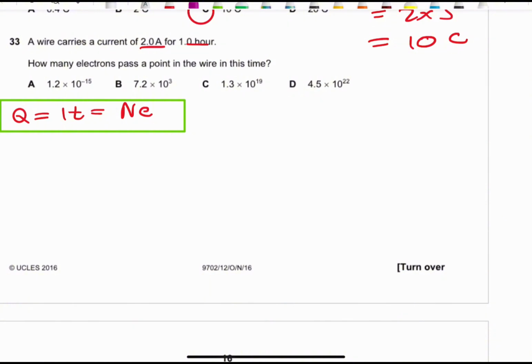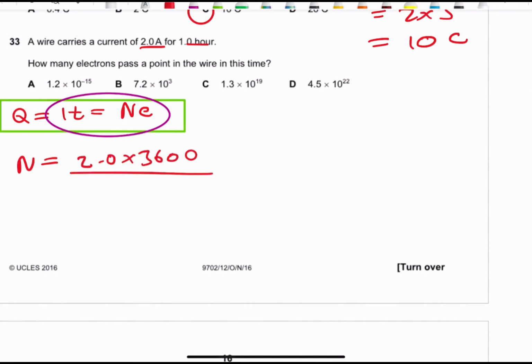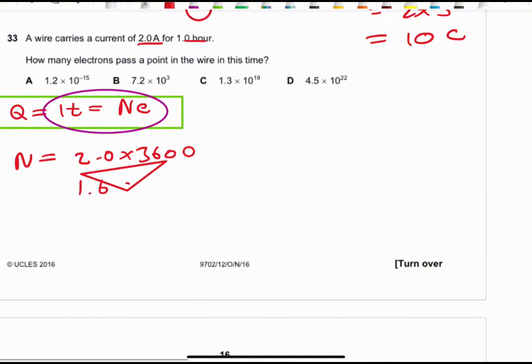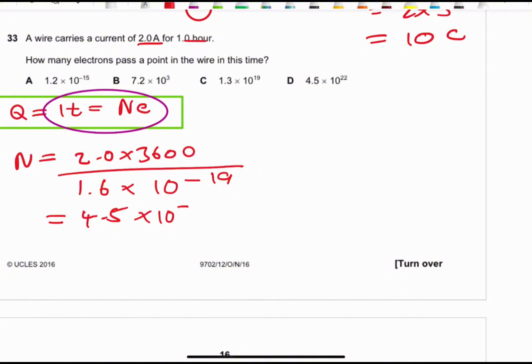Right, and you're particularly interested in this part of this equation, right? Because this is where I have current, I have time, I have the value of E, right? So I just want to find the value of N, right? So I know that N will be equivalent to 2.0 times 3,600 divided by my value of E, which is 1.6 times 10 to the power of -19. That's going to give me 4.5, okay? It's going to give me 4.5 times 10 to the power of 22, right? So the answer is going to be D.